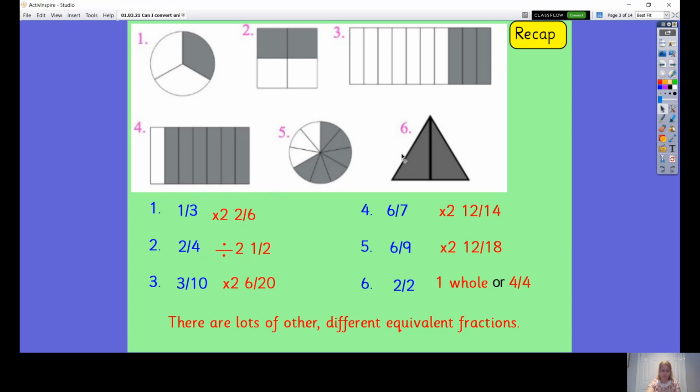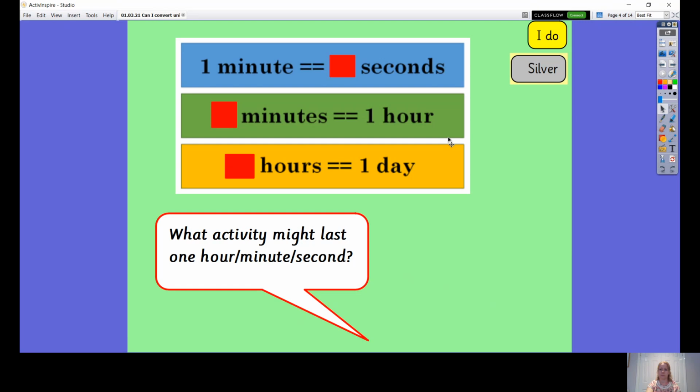The last one is two halves, and that makes 1 whole. Or if we wanted, we could say 4/4 or 3/3 or whatever, really any number we wanted, but it's the same as a whole, isn't it, in that case? So there are lots of other different equivalent fractions. As long as you've done the same to the bottom as you did to the top, it's an equivalent fraction and you're all good. Right, let's move on.